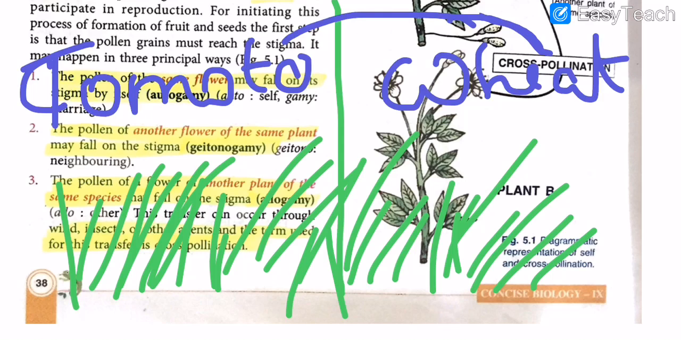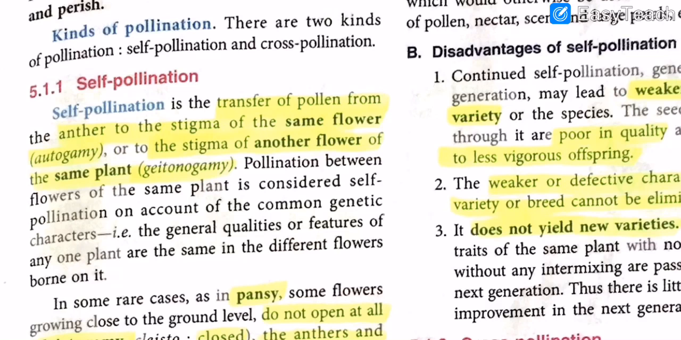Now let's go on to the kinds of pollination. Let me go on to the next page. Okay, kinds of pollination. There are two kinds of pollination, self-pollination and cross-pollination. Starting off with self-pollination, what is self-pollination? As we just read, what is it called? Autogamy, right? It is the transfer of the pollen from the anther to the stigma of the same flower, that is autogamy, or to the stigma of the same flower of the same plant. That is what I said, right?